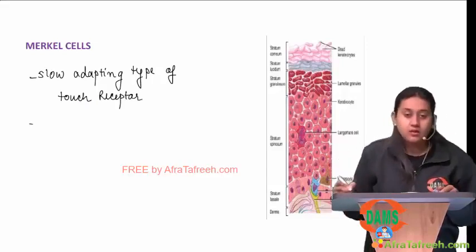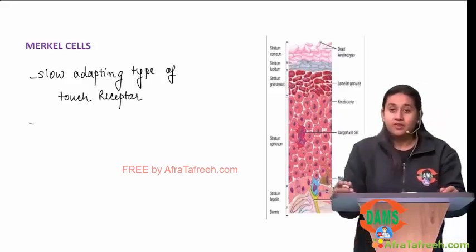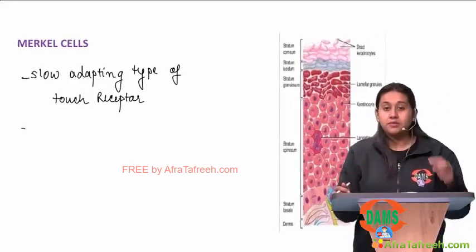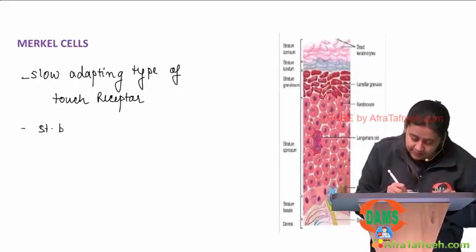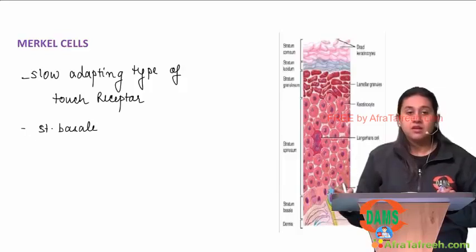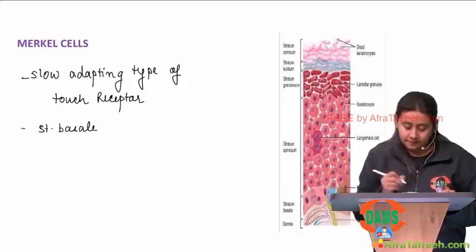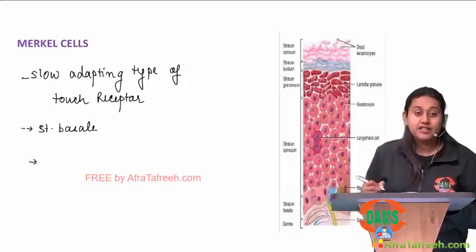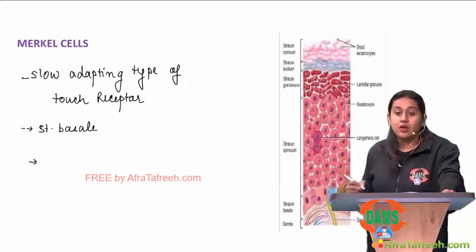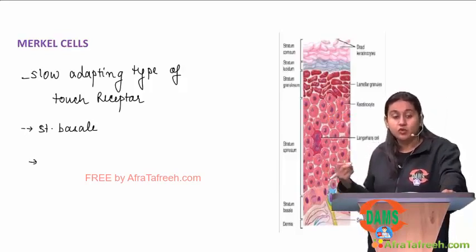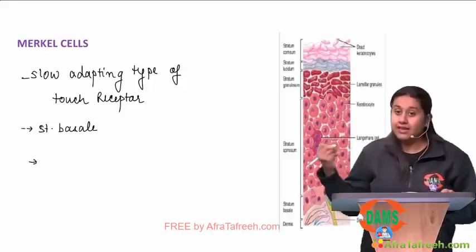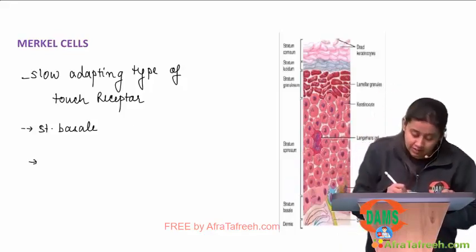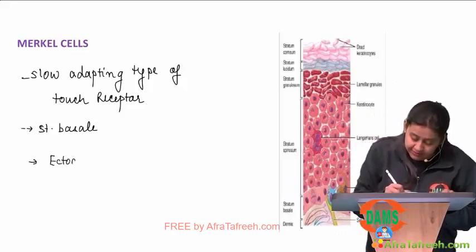Number 1. First of all, it is a slow adapting type of touch receptor. What is the second point? Location. It is located in the stratum basale, like that of melanocyte. Next point, from where it comes. Please remember, Merkel cell is ectodermally derived tissue, like the other cells of skin. So it is ectodermally derived.